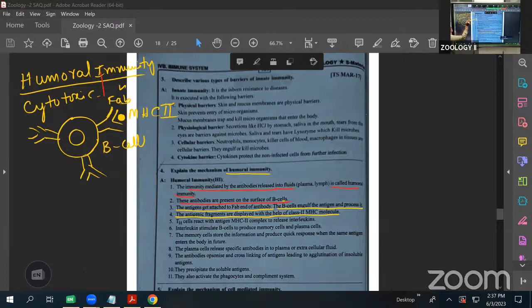Here on the B cells, the antibodies are present. These antibodies take the antigen, and it is broken down into fragments. Those fragments are identified by the MHC2. Immediately the MHC2 gives the information, and the complex that is formed is identified by the T helper cells. T helper cells secrete interleukins. Some chemicals are released, which we call the interleukins. Immediately the interleukins are released.